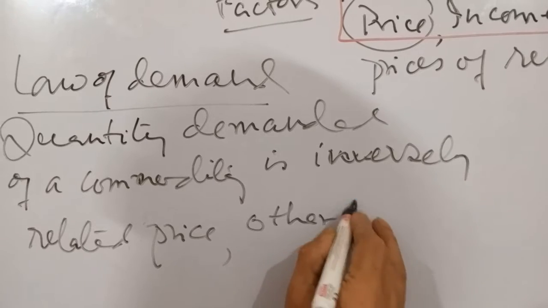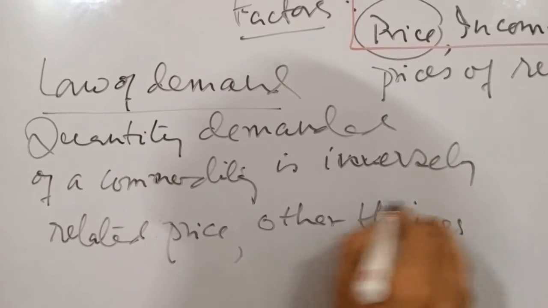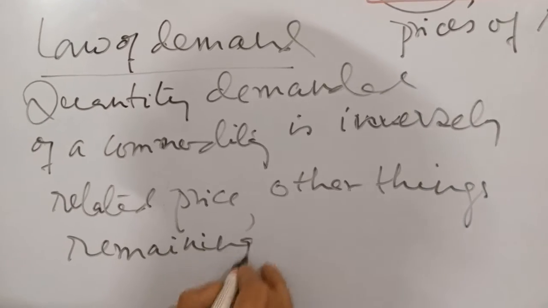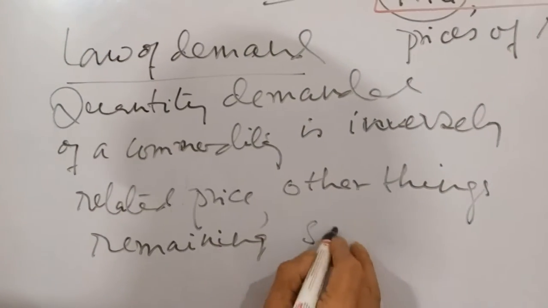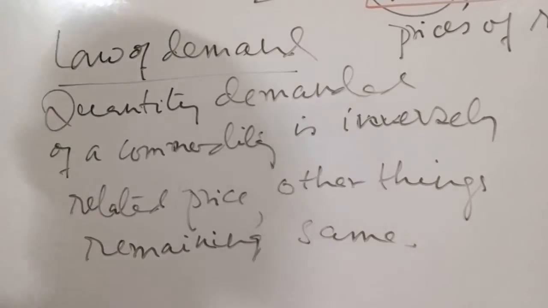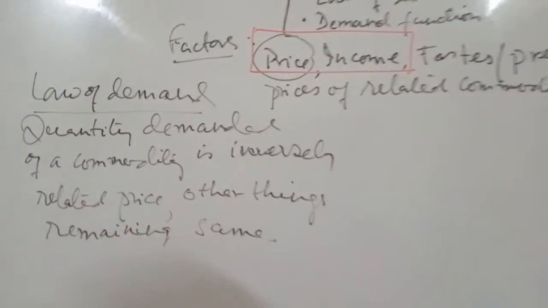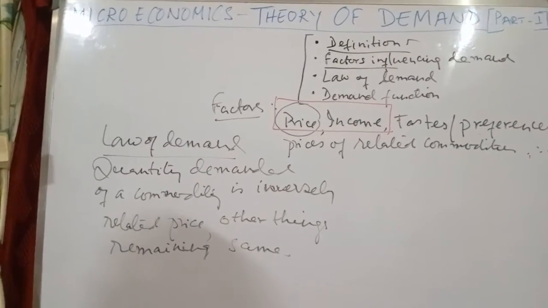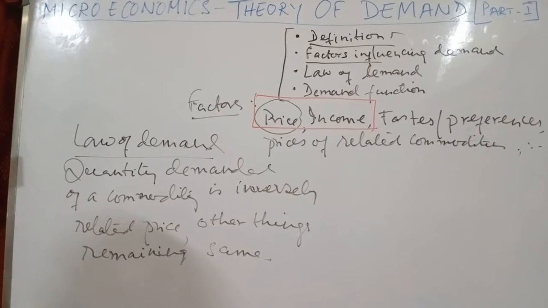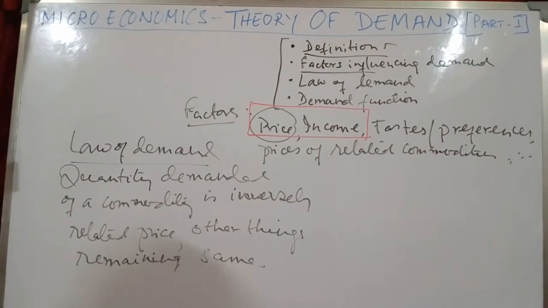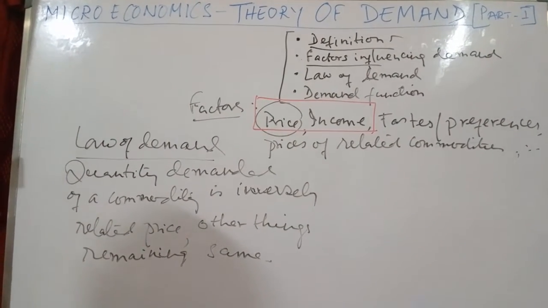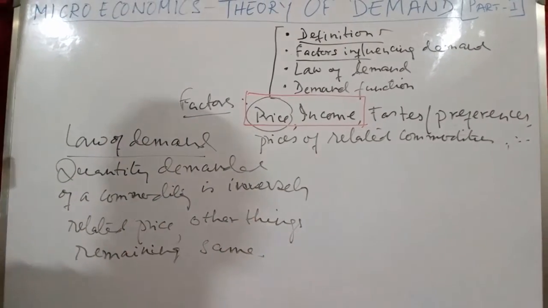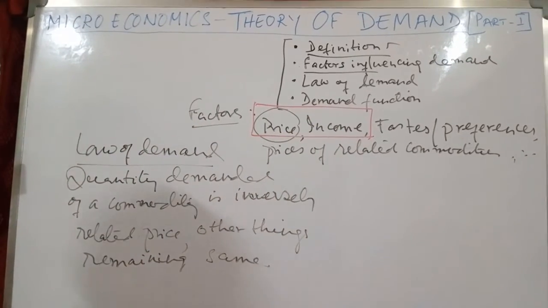Other things remaining same. That is the ceteris paribus assumption. Thus, when price of a commodity increases, quantity demanded of that commodity falls, and when price of a commodity falls, quantity demanded of that commodity increases, provided other things do not change, other things remain constant. This is the law of demand.